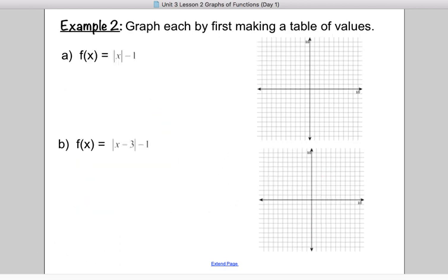So that's example 1. Example 2, we have upped it. These are the absolute value functions. So remember, absolute value functions, okay, should make the shape of a V.